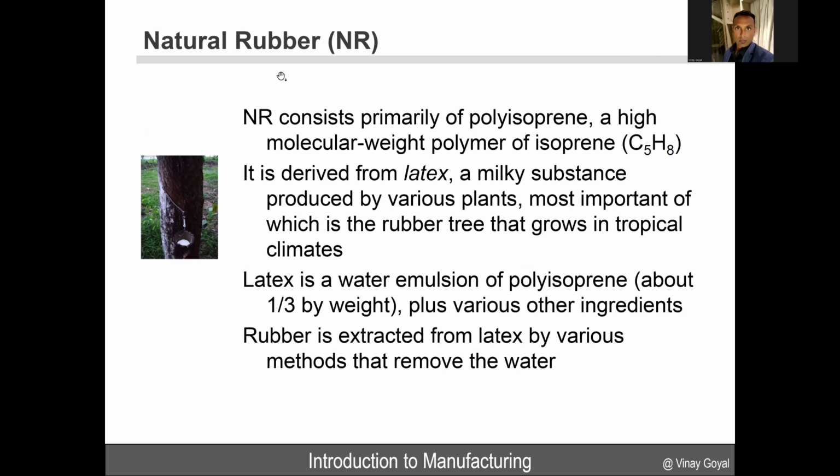If I look at natural rubber first, natural rubber consists primarily of polyisoprene, which is a high molecular weight polymer of isoprene, C5H8. It is derived from latex, a milky substance produced by various plants, the most important of which is the rubber tree that grows in tropical climates. Latex is a water emulsion of polyisoprene, about one third by weight, plus various other ingredients. Rubber is extracted from latex by various methods that remove the water.